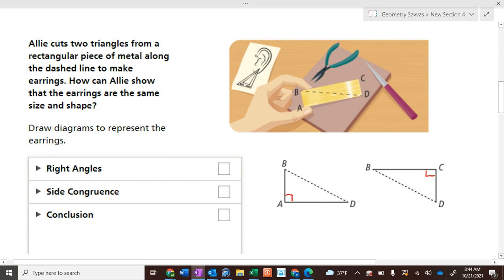What do we know about opposite sides of a rectangle? BC and AD. If it's a rectangle, the opposite sides must be parallel and congruent. So BC must be equal to AD, and AB must be congruent to CD. And all of a sudden, what do I see? I have two sides and the included angle. I have side, angle, side. And once I have side, angle, side, then they're congruent.